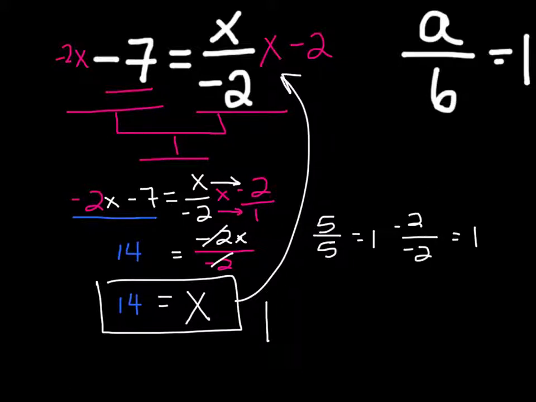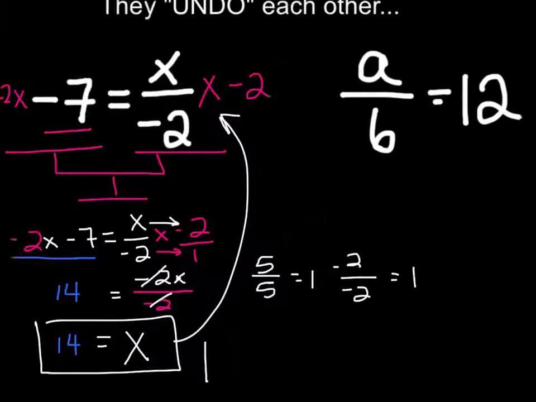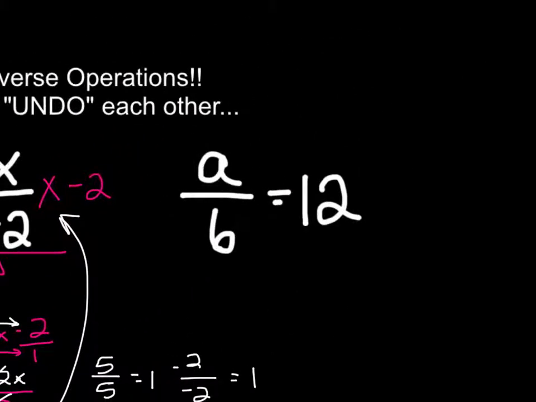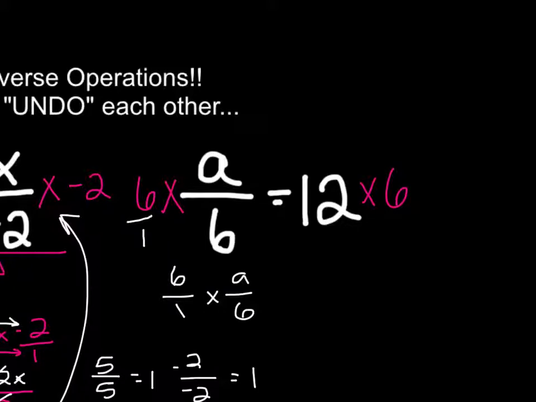All right, so we're going to do the same concept on this other problem. We have a divided by 6 is equal to 12. Inverse operation of dividing by 6 is we could multiply by 6 on both sides. So let's do the work right now. 6 over 1 times a over 6. We're going to multiply straight across. That ends up being 6a over 6 times 1 is 6 equals 12 times 6 equals 72, I believe.